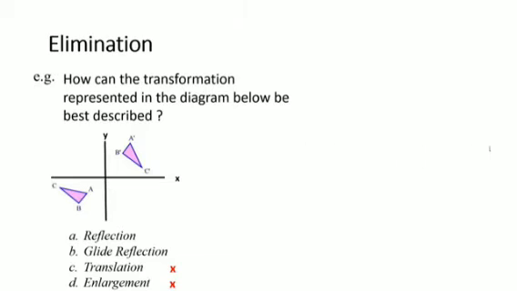For a reflection, if this were your pre-image and it were to be reflected to go to the first quadrant, then it must be reflected in the line y equal to -x. And your image would look like this. Clearly, this is not the same orientation as in the picture, so we can also eliminate a reflection.